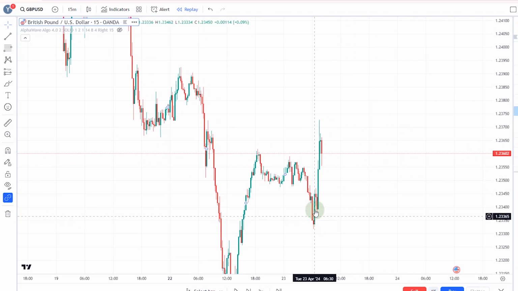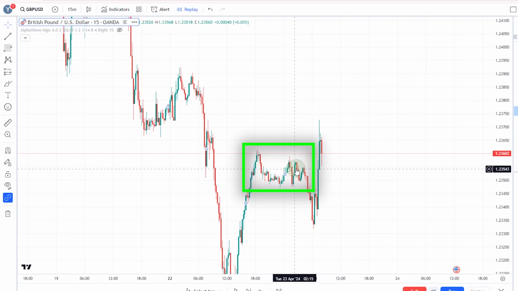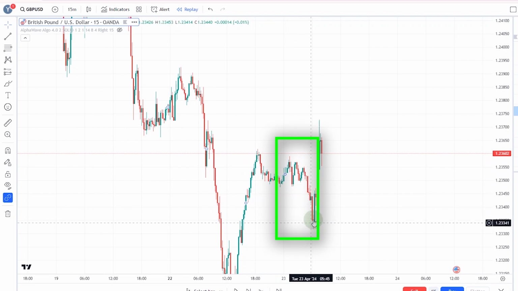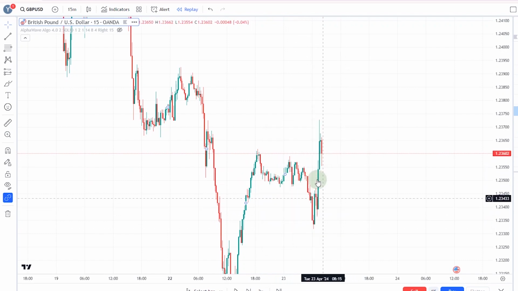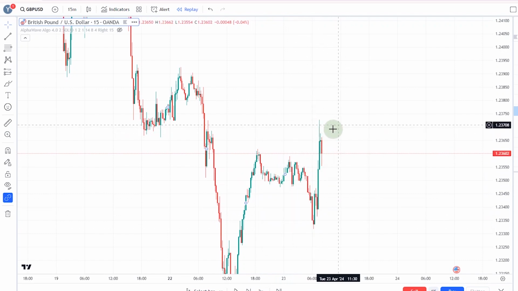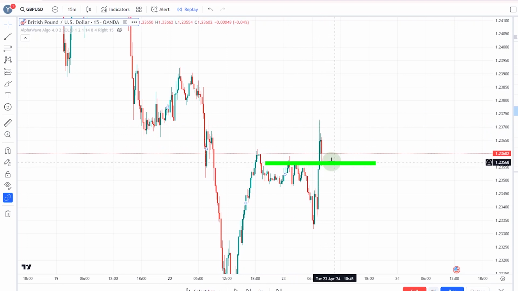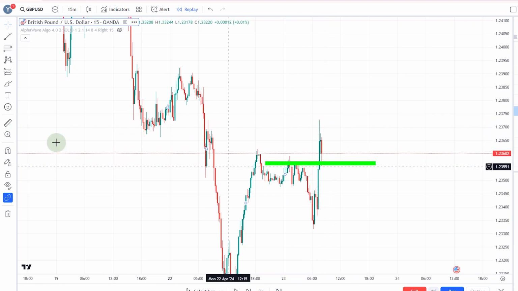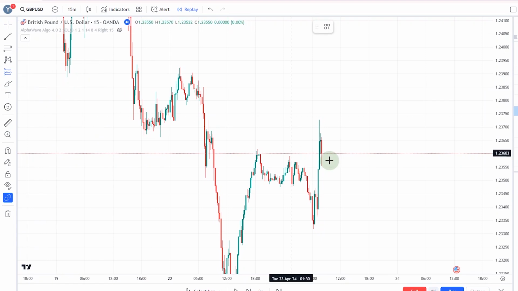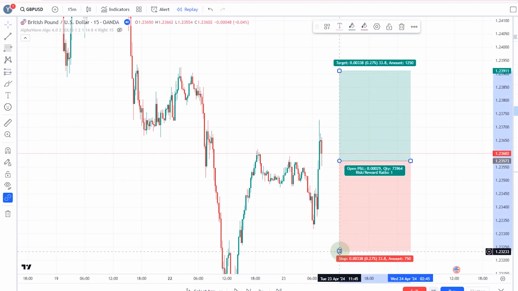Immediately you see this particular accumulation, this particular manipulation, and you can see that this particular trend is where the smart money traders are going. When you see that the market actually break out this particular level and it came back to retest this level, this is where you can actually enter a trade.